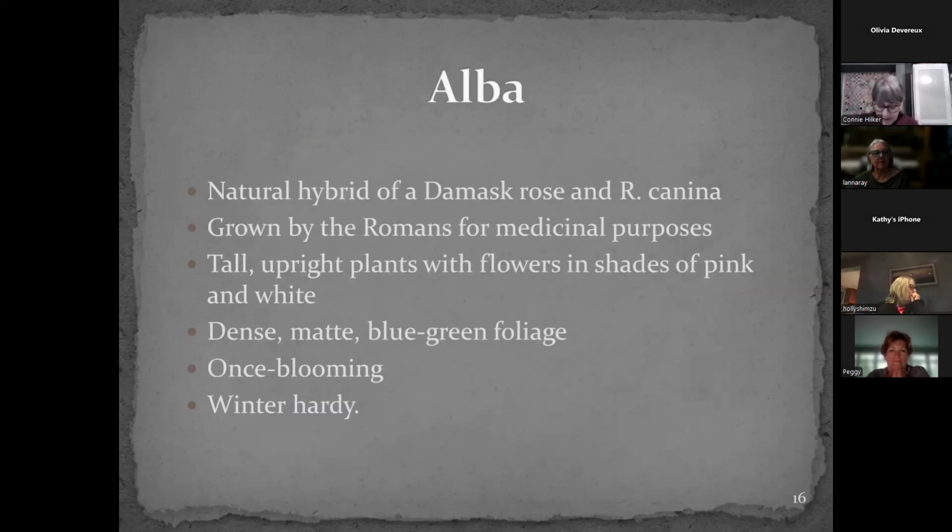Albas. Alba roses are believed to have originated from a natural hybrid of a damask rose and Rosa canina. They're among the roses grown by Romans for medicinal purposes. In the garden, albas are tall and upright and can be trained to grow to structures like climbers. They're unique for their matte blue-green foliage, and their flowers are pale pink or white. These are ones that you can identify even if they're not in bloom, just because of the texture and the color of the foliage.